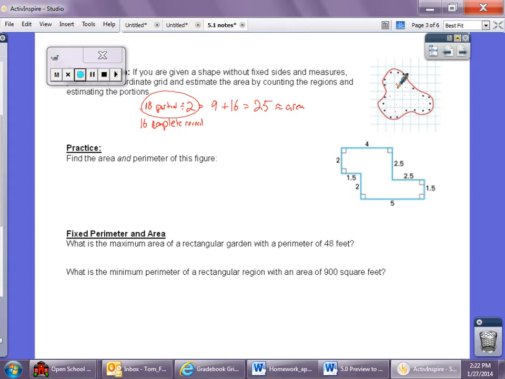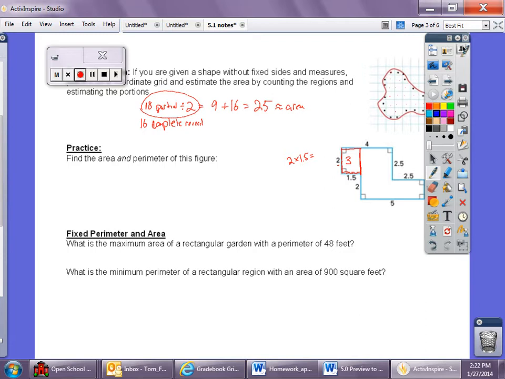Now if we look at this other figure, we can break this down into smaller squares and rectangles. We can extend this line up here. Now I have this region right here, which is 2 by 1.5. So 2 times 1.5 gives us 3. So this area is 3.